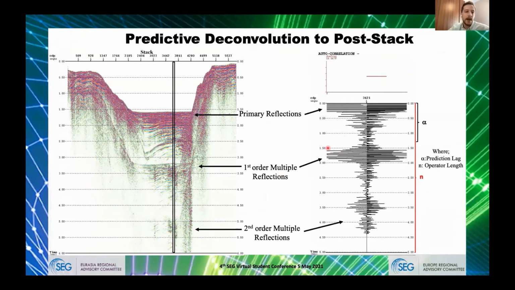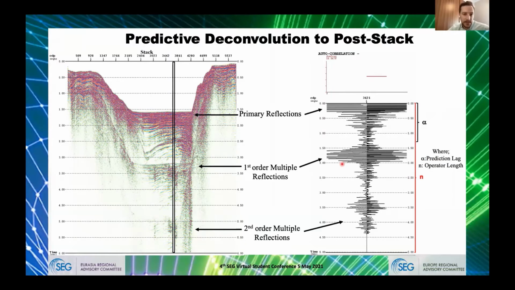So if we go through the second path and apply the predictive deconvolution to the post-stack section, we first have to define the water bottom. So we have to pick the water bottom first and define these picks to the system. Then again, we will select a trace and get its autocorrelation, and we will select the parameters the same way we did for the pre-stack section. We again select the prediction lag and the operator length, and we will apply the predictive deconvolution.